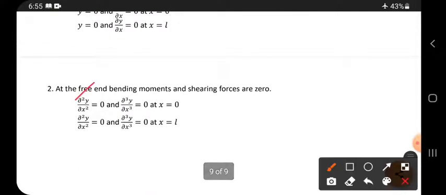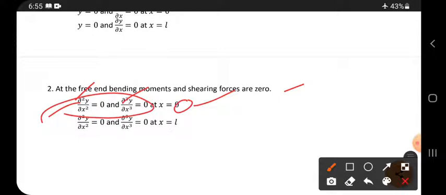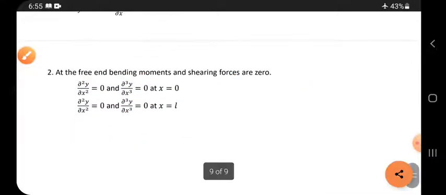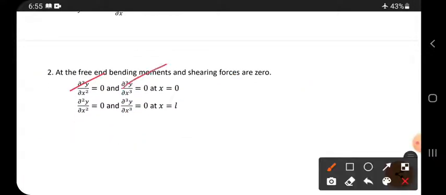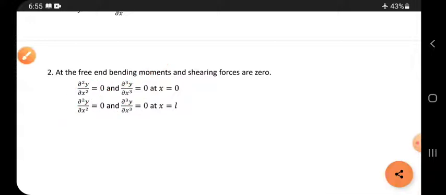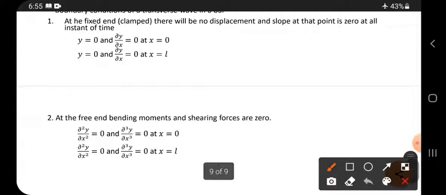At the free end, the bending moment and shearing force are 0. So the bending moment, dou square y by dou x square, is equal to 0. The shearing force, dou cube y by dou x cube, is 0. So here at x equals 0, 2 conditions, and at x equals L, 2 conditions. Here don't forget: square, cube, square, cube. If you compare, simple logic: at 0, no differentiation, first differentiation, second differentiation, third differentiation; same at L.